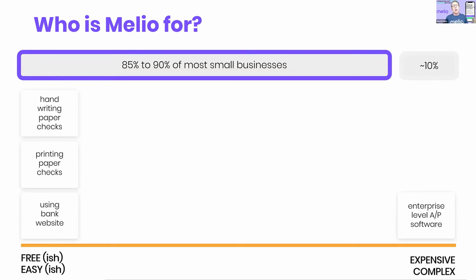I made my slide and I put 90%, but this could be as high, I've talked to some accountants and bookkeepers, as 97% of your clients over here on the left. Only a teeny portion of your clients need this complex, expensive solution on the right. One accountant or bookkeeper I talked to said it's like taking a sledgehammer and smashing an ant. It's a lot of overkill that most people don't need.